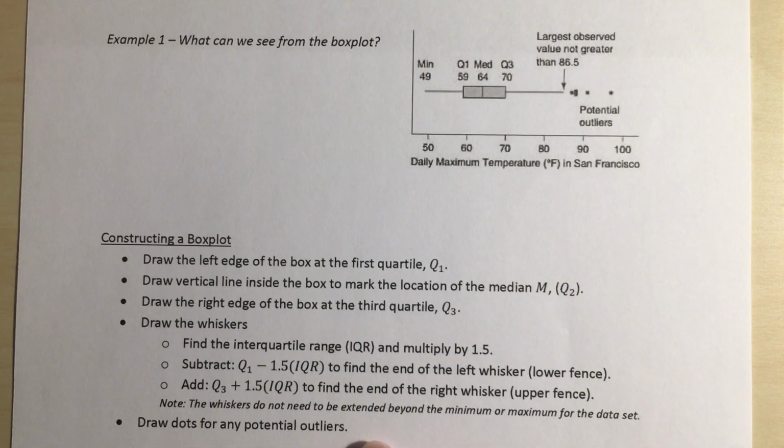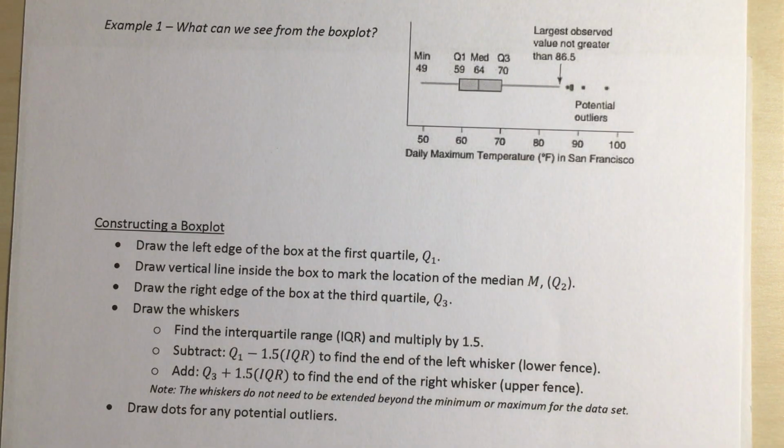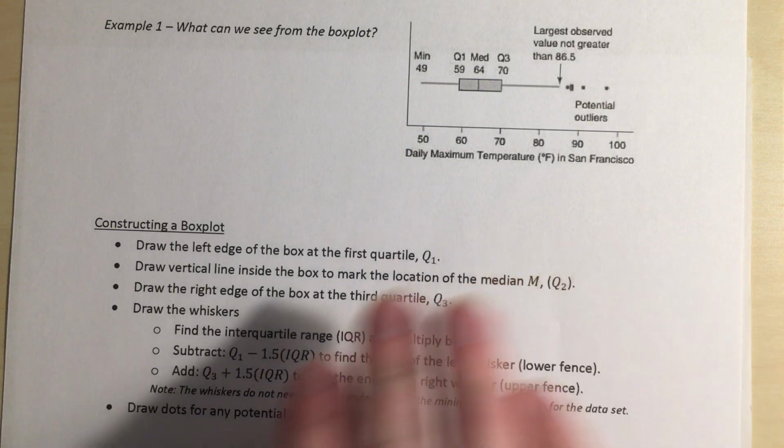So what we should end up with is something that looks like this example up here. In that example up there, everything is labeled. We don't necessarily label our min, our Q1, our median, Q3, things like that as we're going through. We're just going to sketch out a little picture for this first example.